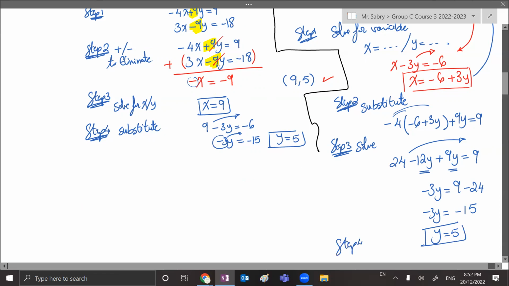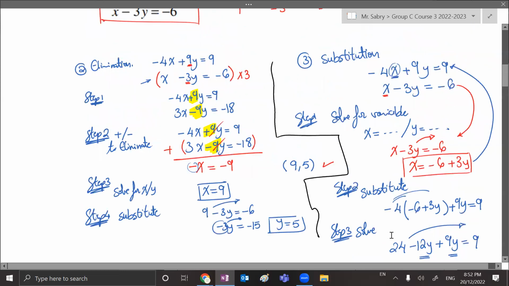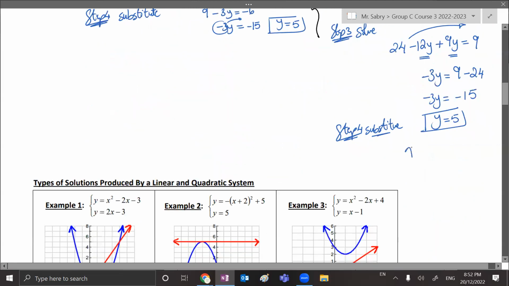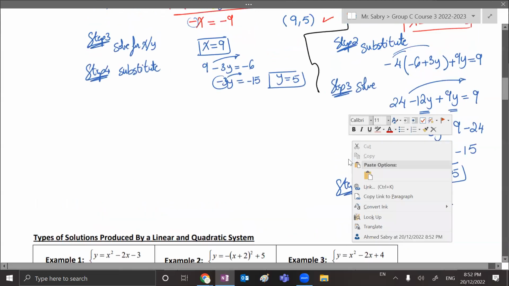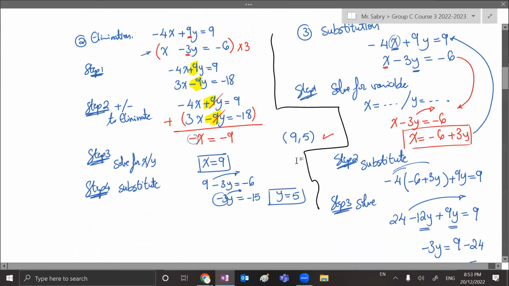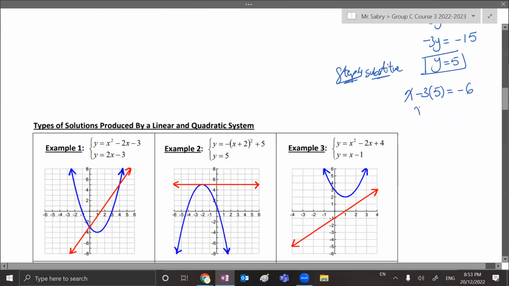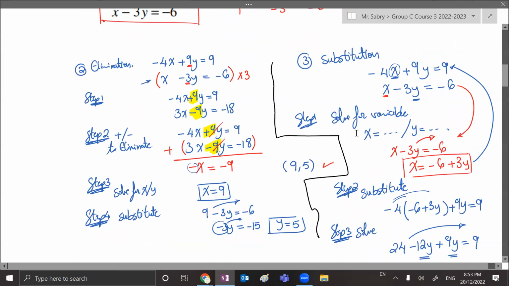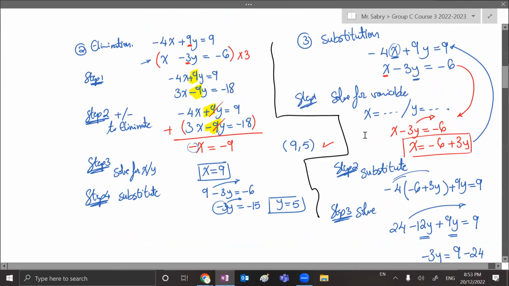Step 4 is still the same. Substitute again. Once you have the x or the y, substitute in any equation. So you can take this one here, instead of the y, substitute 5. You'll have x minus 3, and then 5 equals negative 6. You'll start solving. This will become negative 15 equals negative 6. Negative 15 will move to the other side. X will be equal to positive 9. So I have the 9 and I have the 5, and that's it. It's done. We now learned elimination and substitution. Does this make sense or not?